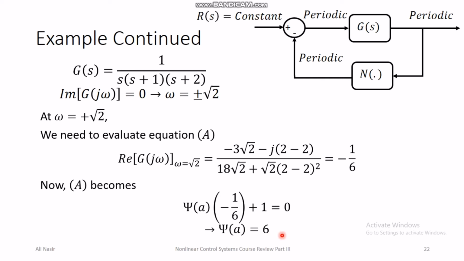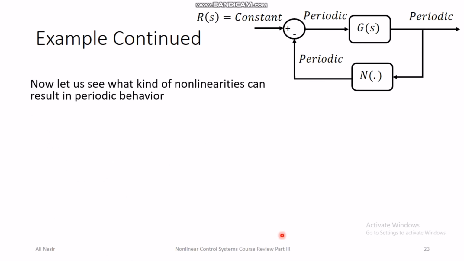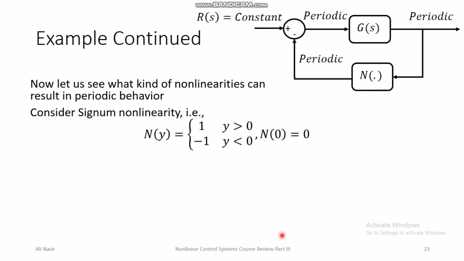in order to determine whether this is possible or not, we have to introduce the nonlinearity. Let us see what kind of nonlinearities can result in periodic behavior. Consider the signum nonlinearity, which basically toggles between the values 1 and minus 1 at the point y equals 0.